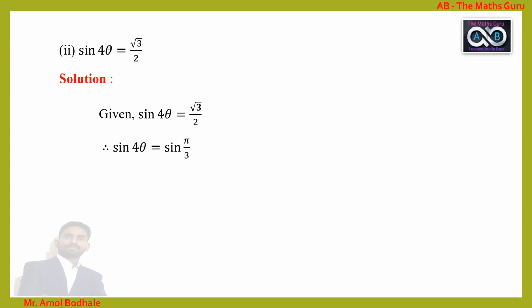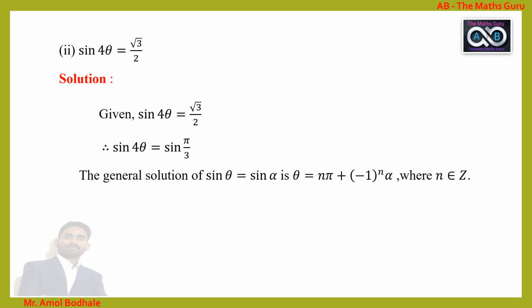So again it is in the standard form, that is sine theta equal to sine alpha. We know the general solution of sine theta equal to sine alpha is theta equal to n pi plus minus 1 raised to n alpha, where n belongs to Z. Here theta is exactly 4 theta and alpha is pi by 3. Let's replace this value. So instead of theta we can write 4 theta equal to n pi plus minus 1 raised to n, and this alpha can be replaced by pi by 3, where n belongs to Z.